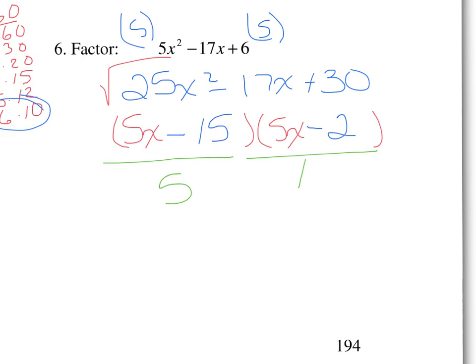5 times 1 makes 5, so we're good. Divide both of these by 5. We get x minus 3. Divide both of these by 1. We get 5x minus 2.